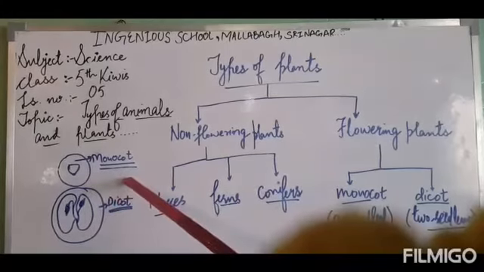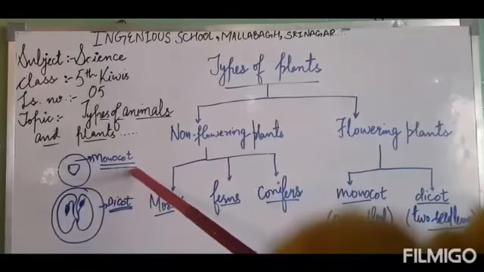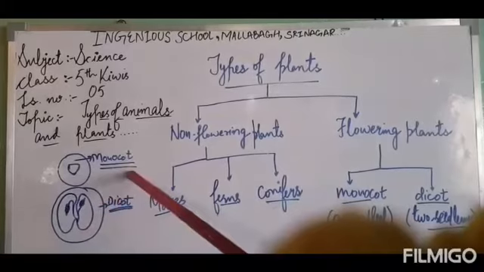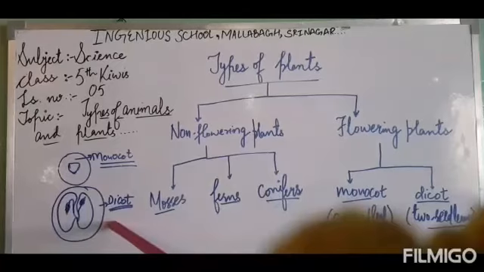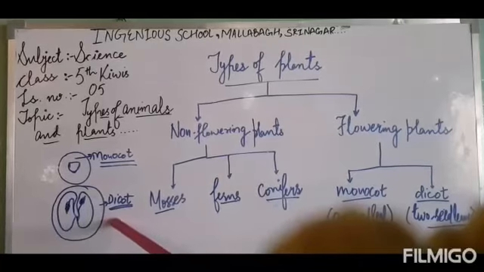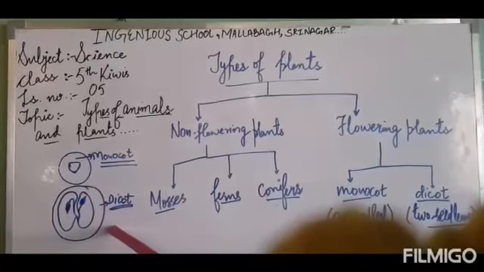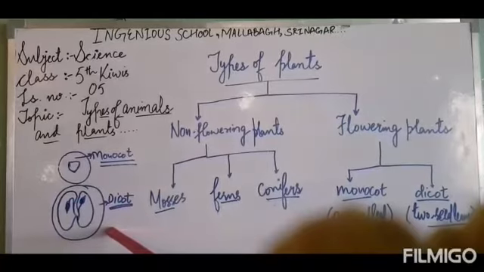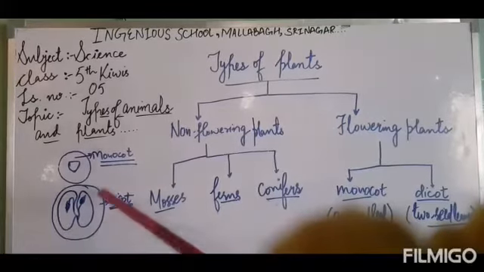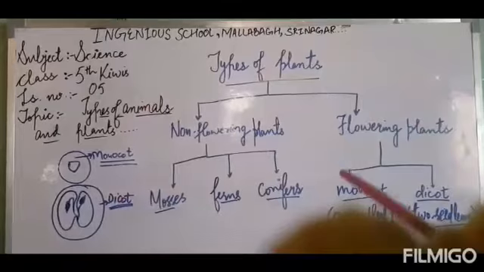Examples of monocots are rice, corn, wheat. Grass is also an example of monocot. Examples of dicots are mango, neem, sunflower. These are all examples of dicots. Got it? Have you got this? This was all about the types of plants.